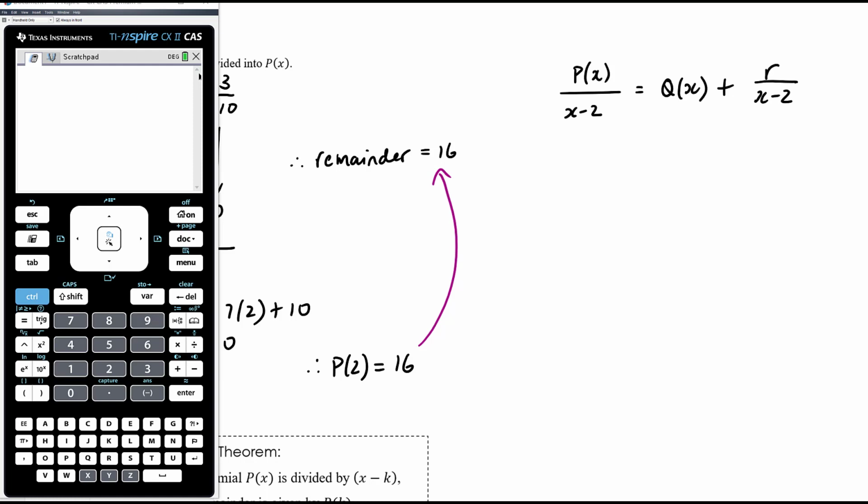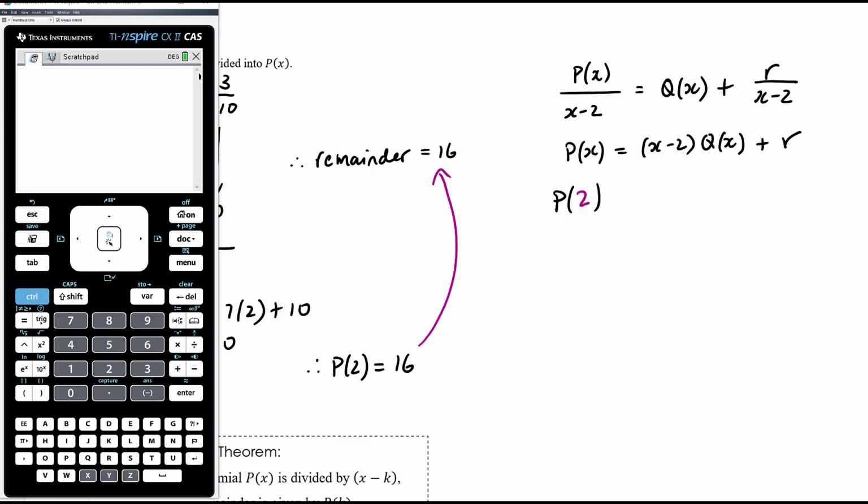Now, we've done this before. If we multiply everything in this equation by x minus 2, we get p of x equals x minus 2 times q of x plus r. So now, in this case what we did is we worked out p of 2.